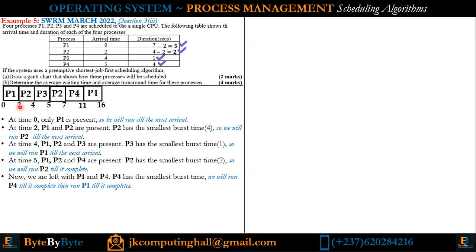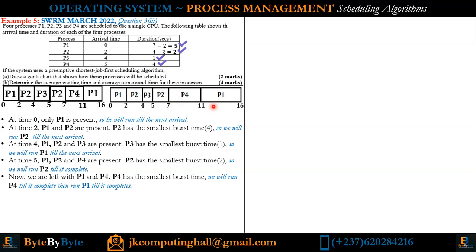So our Gantt chart is okay. So guys, I will give you as work to calculate the turnaround time and the waiting time, and you compare with the answers that we have here. So you see that this is P1 from 0 to 2, P2 from 2 to 4, P3 from 4 to 5, P2 again from 5 to 7, and so on and so forth.